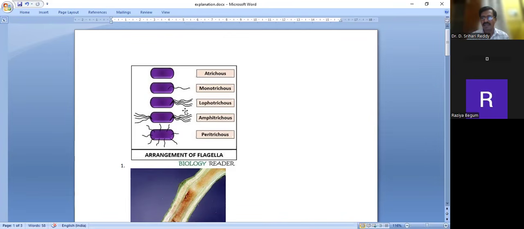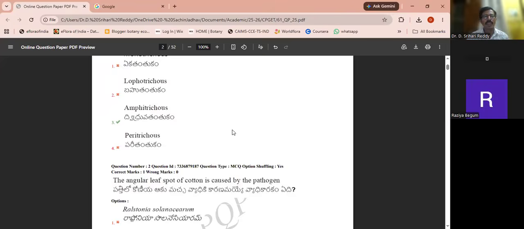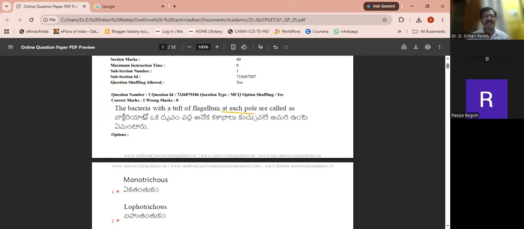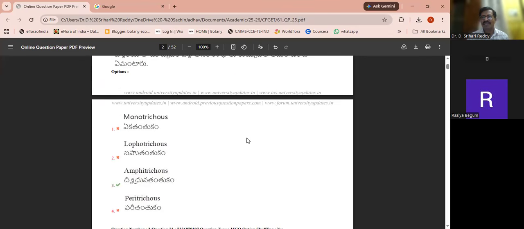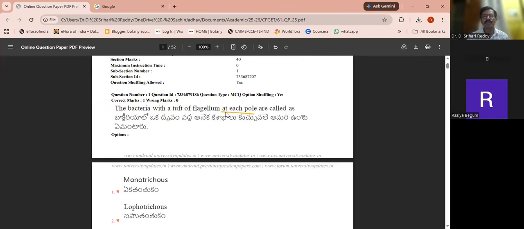and they may also ask questions on the shape of the bacteria. If it is spherical shaped, coccus; if it is rod shaped, bacillus. Such kind of questions may come. Okay, and again we go back to the questions. See, the answer to the first question is amphitrichous because flagellum are present at both poles, or at each pole.